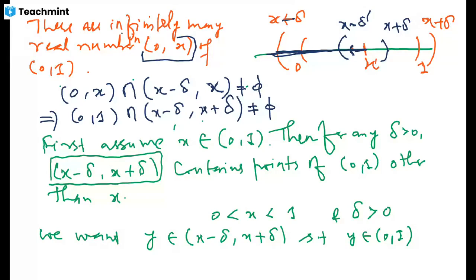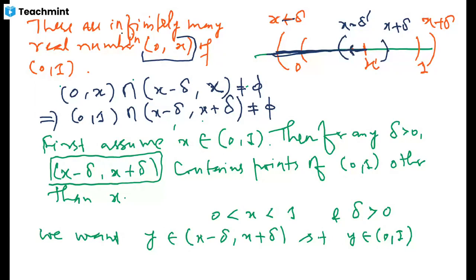And with this, it establishes that this delta neighborhood of x contains points of the open interval 0, 1. This was an arbitrary delta. So this proves that every delta neighborhood of x contains points of 0, 1 other than x, and hence this x becomes a limit point of the interval.